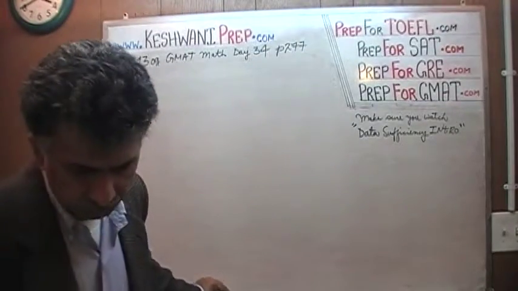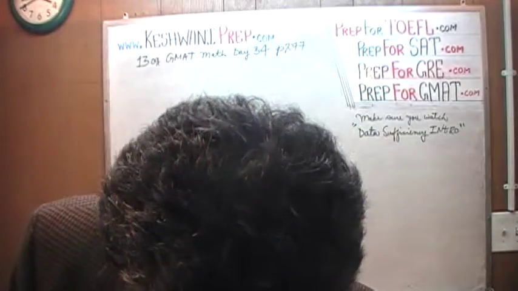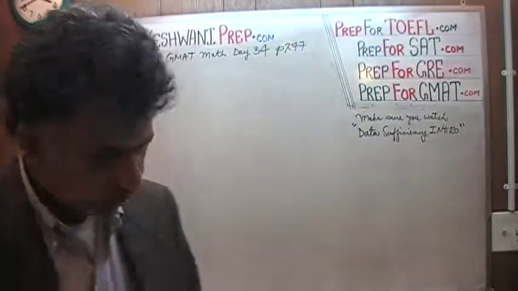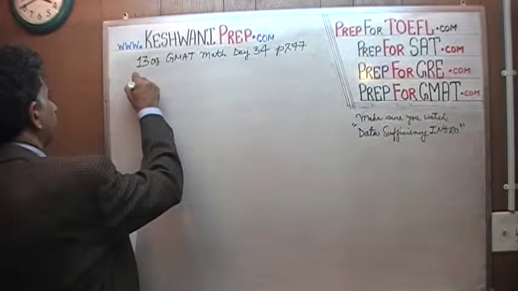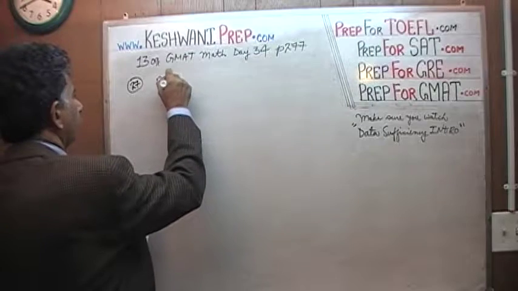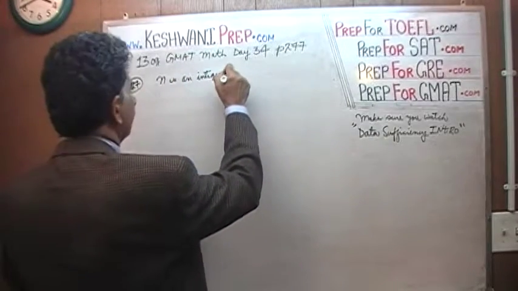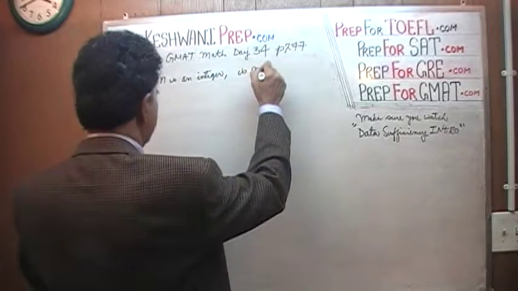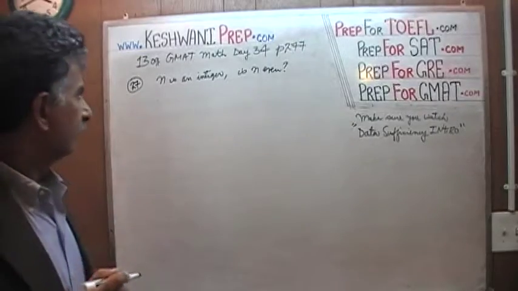It's a very straightforward question. They tell you that n is an integer, and the question simply is n even? 27, n is an integer, is n even? Very simple, very straightforward question.